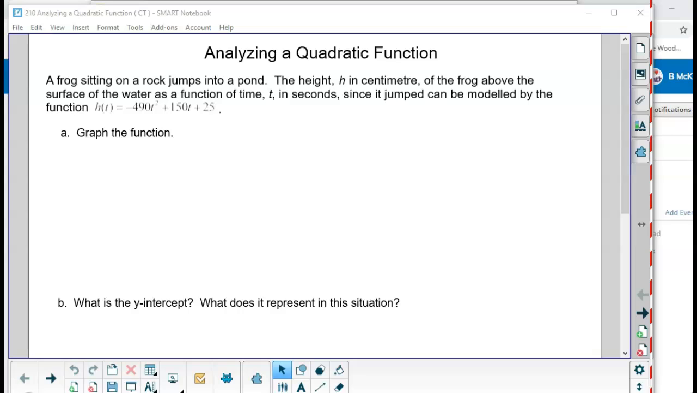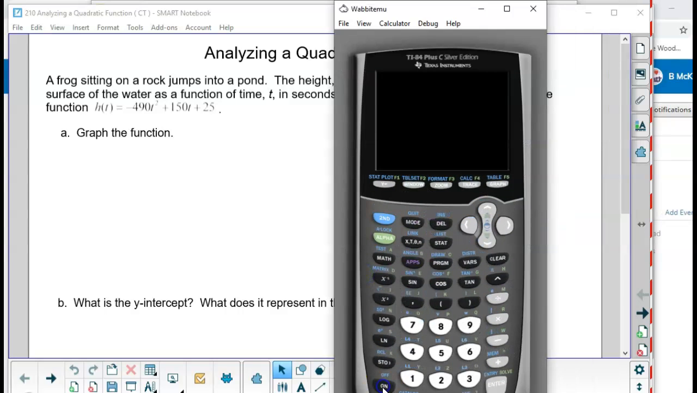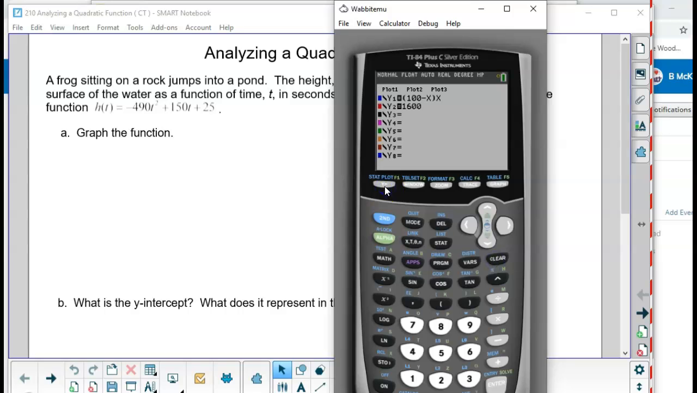Okay, so graph it. So we want to basically get your calculator out, go to your y equals, and clear off what you have. Negative 490, a little bit hard to see actually on this version of it, so negative 490 x squared instead of t, plus 150 t, which is x, plus 25.